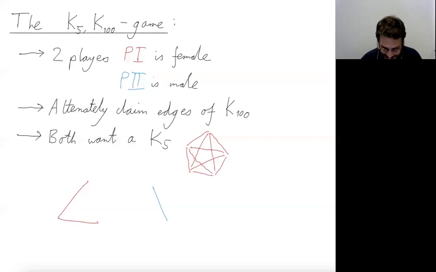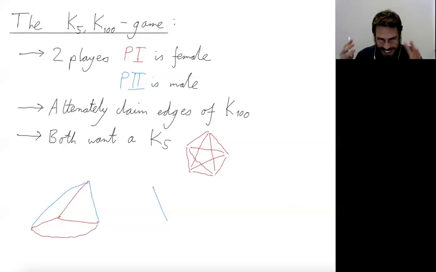So maybe player one claims this edge, and player two claims some edge over here. Player two might think, this is looking a bit too much like a triangle, and he might want to block here. Then player one plays over here, and player two blocks over here, but player one finally gets a triangle down here, and hopes that on the basis of this triangle she can build a little bit more and finally build this K5. This is the way that play in this game proceeds.